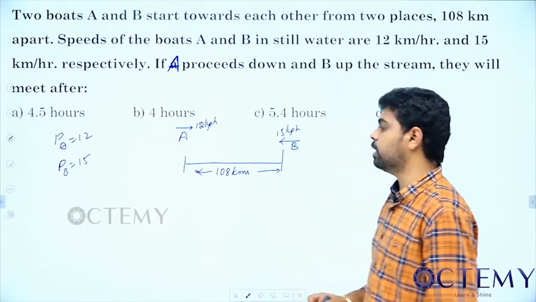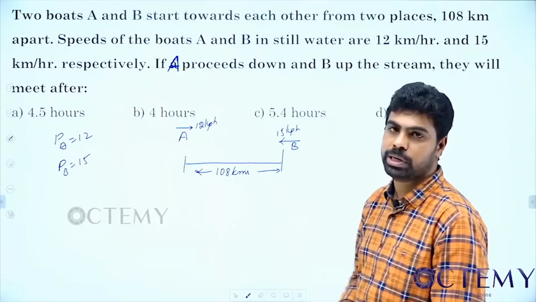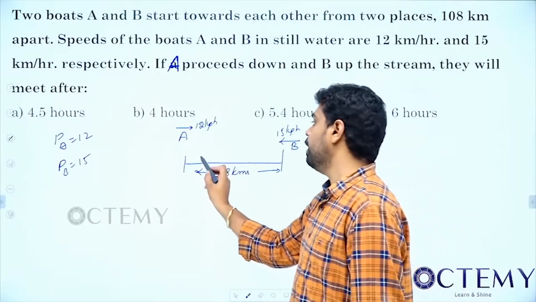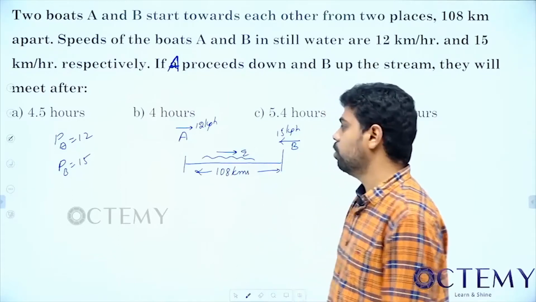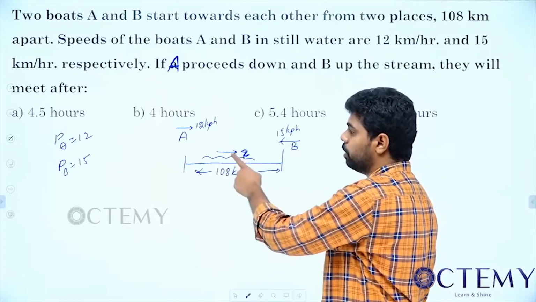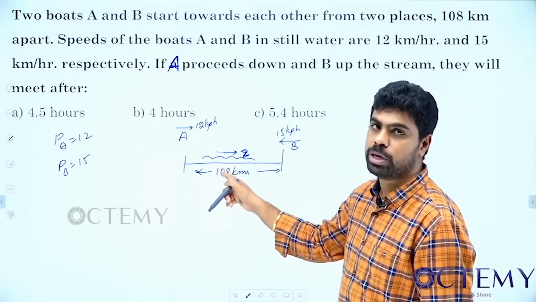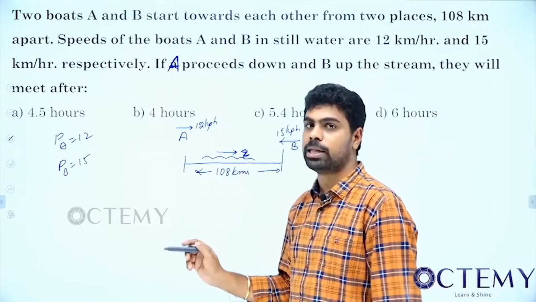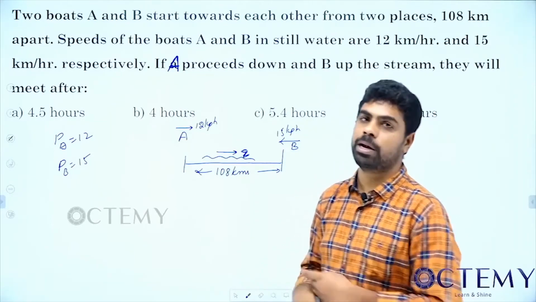See, in time and distance, I took the relative speed case and solved. Even here we should take relative speed. A is proceeding downstream, so the river is going like this. This is Q. Now speed of A will be 12 plus Q because he is going downstream. Speed of B will be 15 minus Q because he is going upstream. Anyway, that will get cancelled, but I want to show you that the effect of the river will get cancelled when two people are coming opposite to each other.